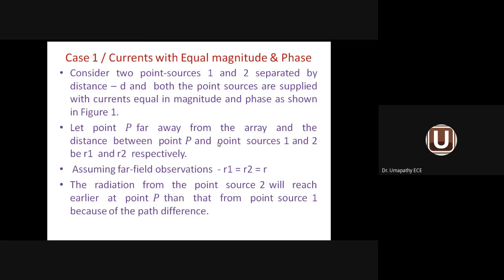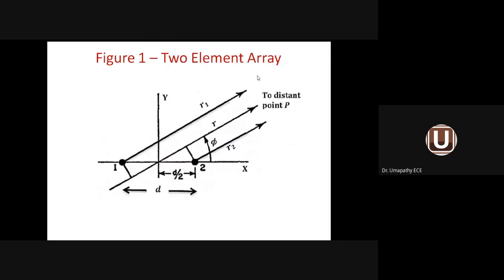So case 1, current with equal magnitude and equal phase. You can see the diagram. Antenna elements 1 and 2 are spaced D apart. Between the origin and each antenna element is D by 2. Phi is the angle between the radiation and the z-axis. R1, R and R2 are the path differences.